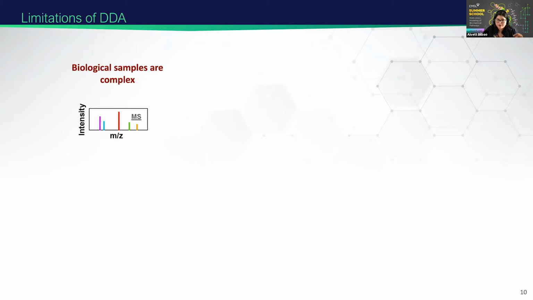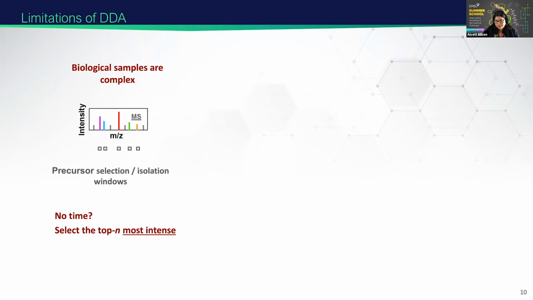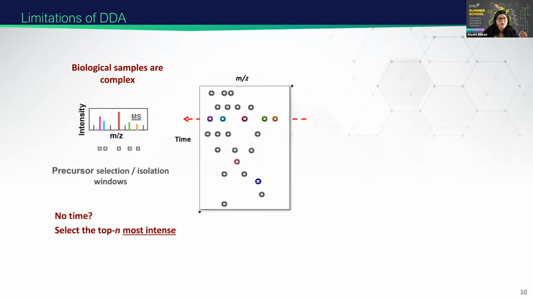Now, the limitation of this approach is especially visible, or has a high impact, when analyzing complex samples, because the instrument has no time to select every precursor that is eluting from the chromatography column because of the complexity. So the approach is to select the top N, typically 5 to 10 most intense precursor ions during the elution. And then we have small isolation windows.